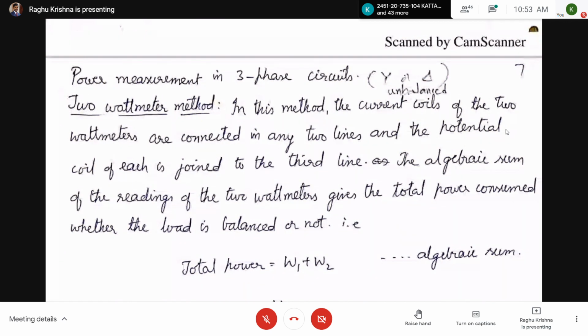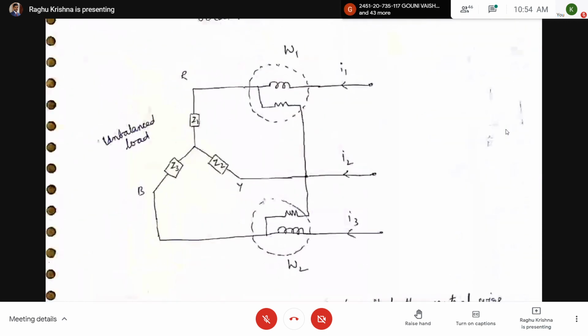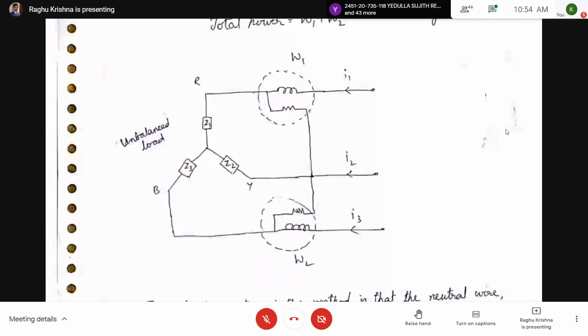So if you want to measure three-phase power, generally you require 3 wattmeters. But by connecting the wattmeters in such a fashion, the 2 wattmeter method can be used to measure three-phase power. So how is the connection? Let us see here. W1 and W2 are the wattmeters. Whatever the load, unbalanced or balanced, the 2 wattmeter method can measure the power in three phases.